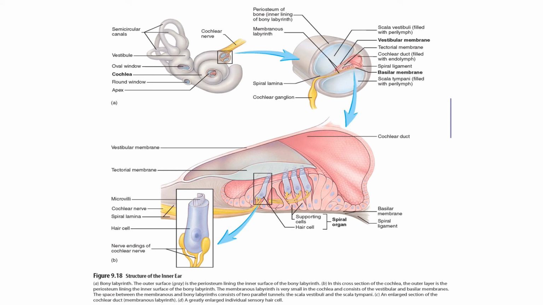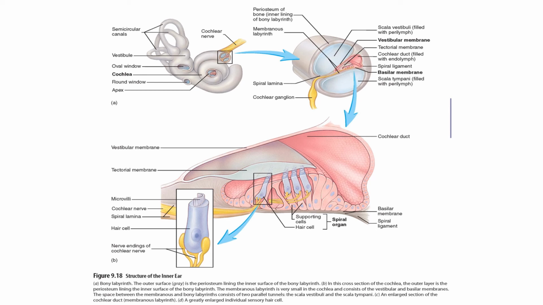So in this image, you will see here that image A is a bony labyrinth. The outer surface, or the gray part, is the periosteum, lining the inner surface of the bony labyrinth. Okay, so you will see there the different parts: the semicircular canals, the cochlea, the oval window, the vestibule, and then the round window, and then the apex.